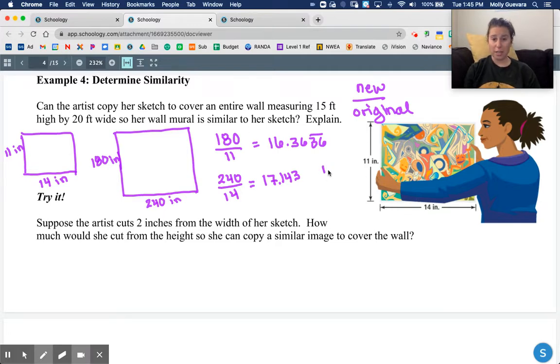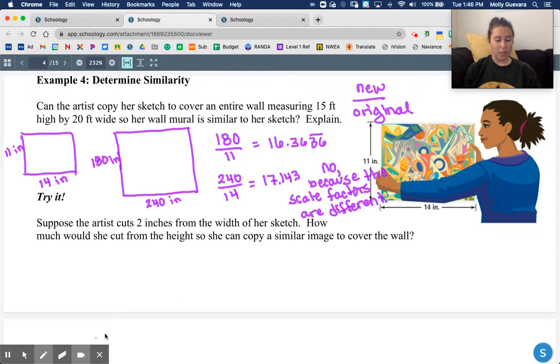So we can say no, because the scale factors are different. Because the scale factors are different, I would have to multiply one side by 16.36 and the other side by 17.143, and I just can't do that. It has to be the same for both.